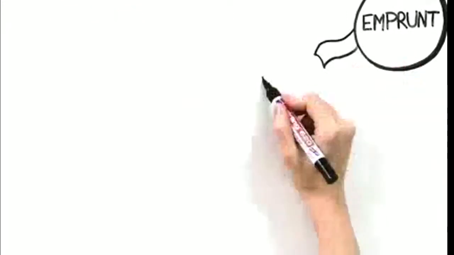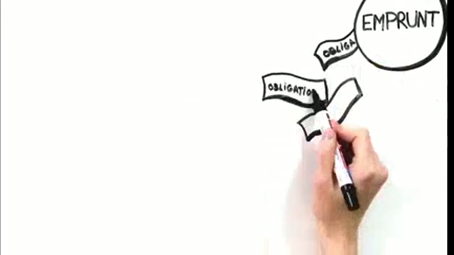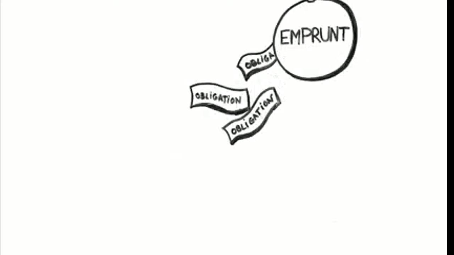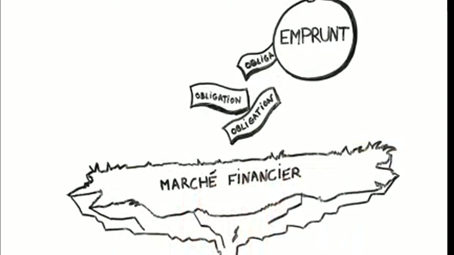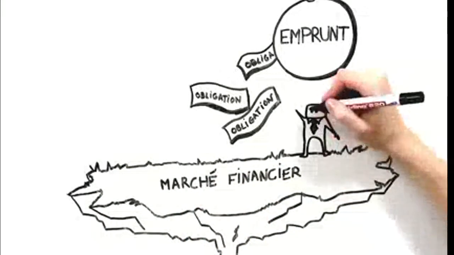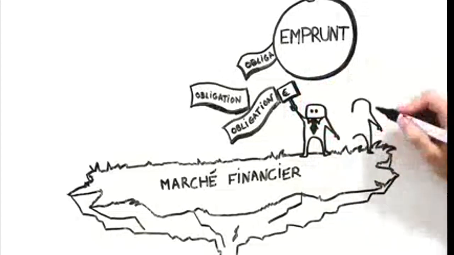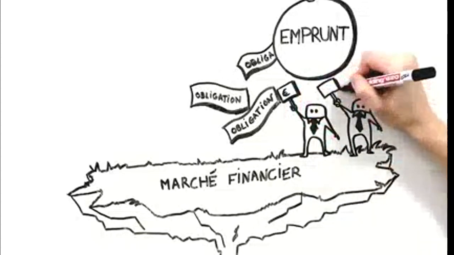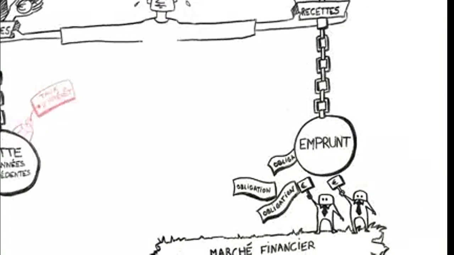A country borrows money by issuing sovereign bonds, i.e. parts of its debt, which are then bought and sold in the financial markets. The interest rate or yield on a sovereign bond is based on the number of investors confident in the country's ability to meet its bond payments.